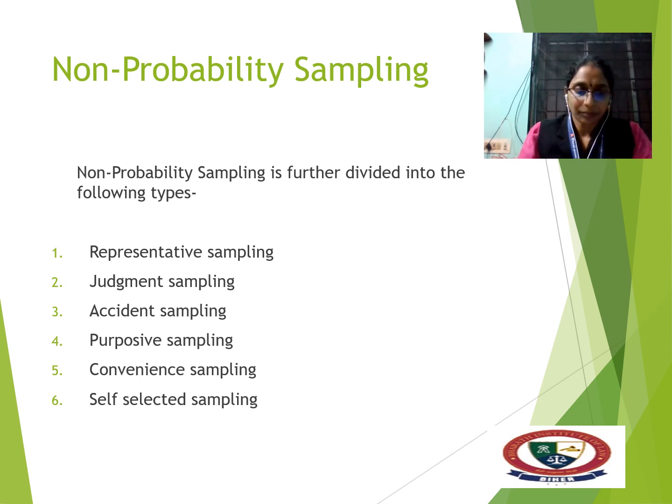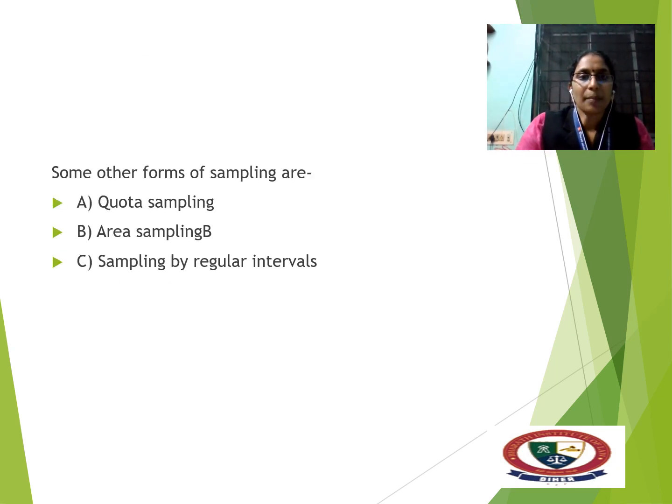Quota sampling. Some other methods of sampling are quota sampling. In this method, both stratification and judgment are used. In this type, samples of prefixed size are taken from each stratum of the universe using the judgment sampling method.